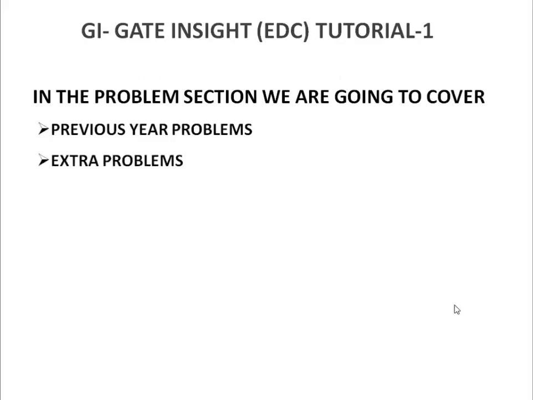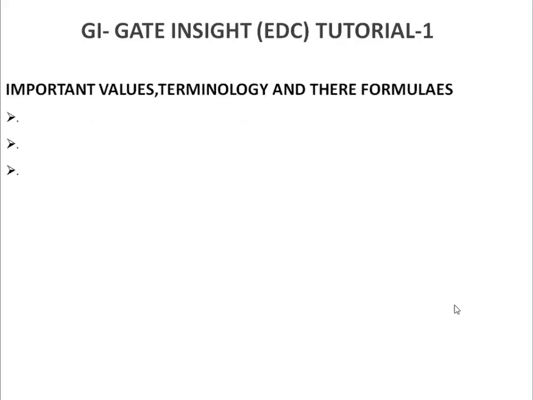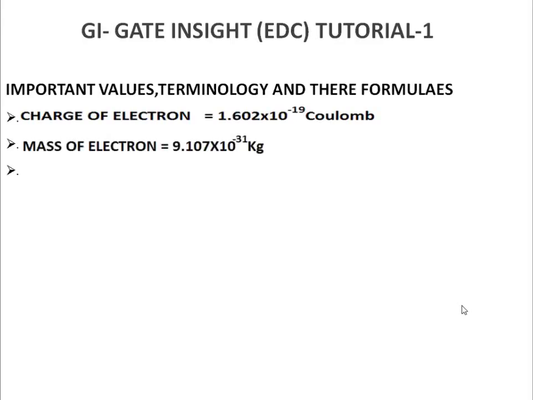So let's start with our first subject, that is Electronic Devices and Circuits. First we are going to study the important values, terminology and their formulas. First we have the charge of electron. The charge of electron is equal to 1.602 × 10^-19 coulomb. Next we have the mass of electron, that is equal to 9.107 × 10^-31 kilogram.